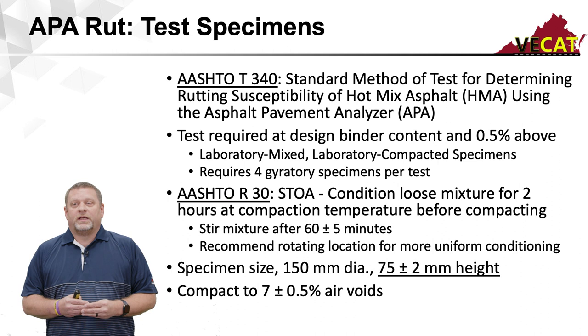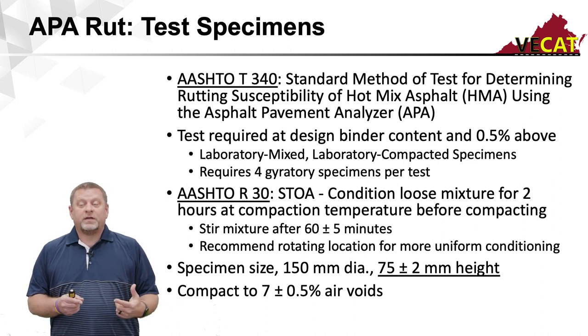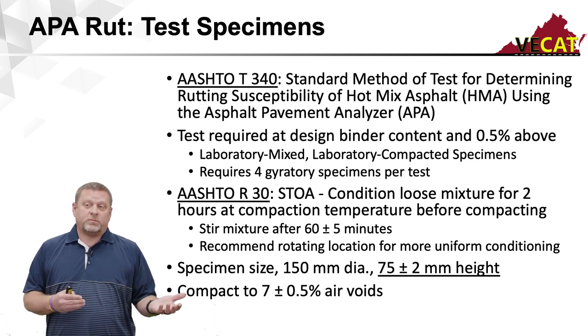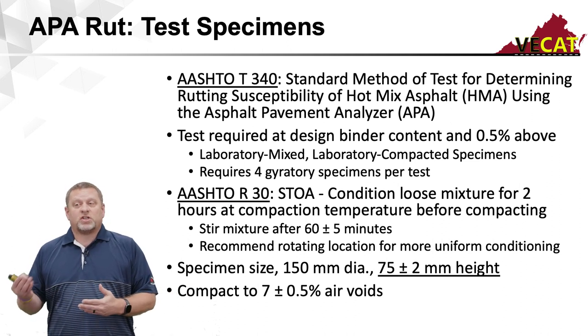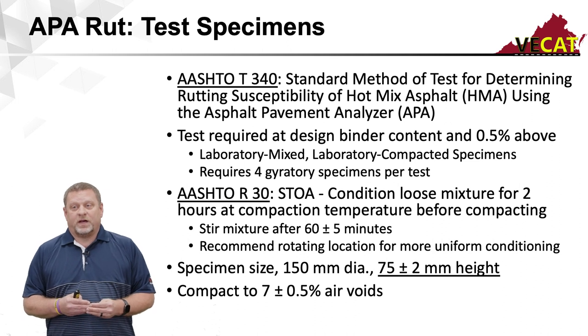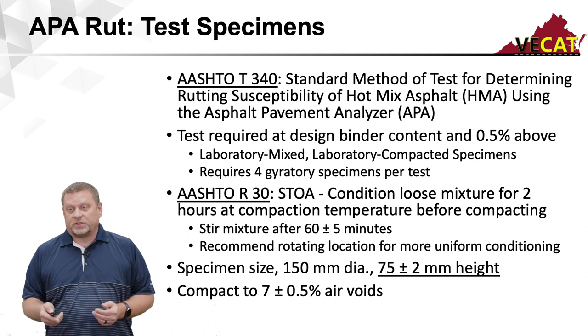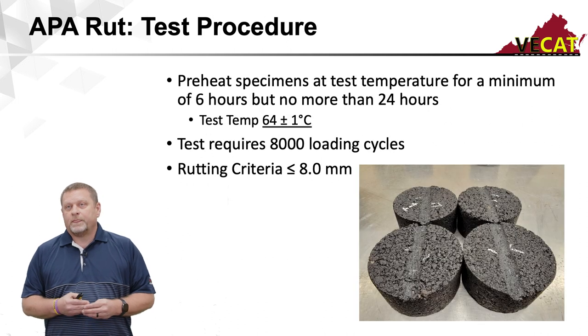The specimen size is 150 millimeter diameter, but your height is different. Previously, we were at 62 millimeters for our specimens. These are taller. They're at 75 millimeters in height. Your void range is the same. It's still 7 plus or minus 0.5%.